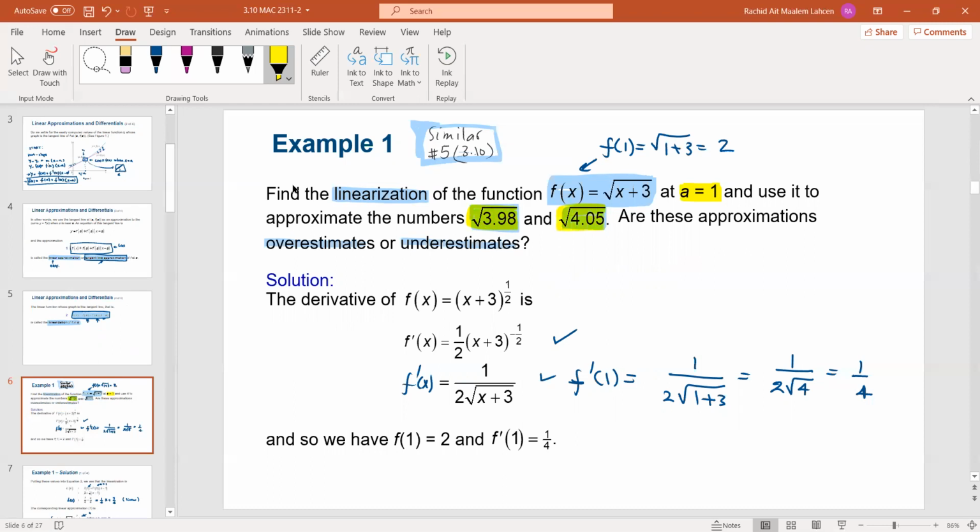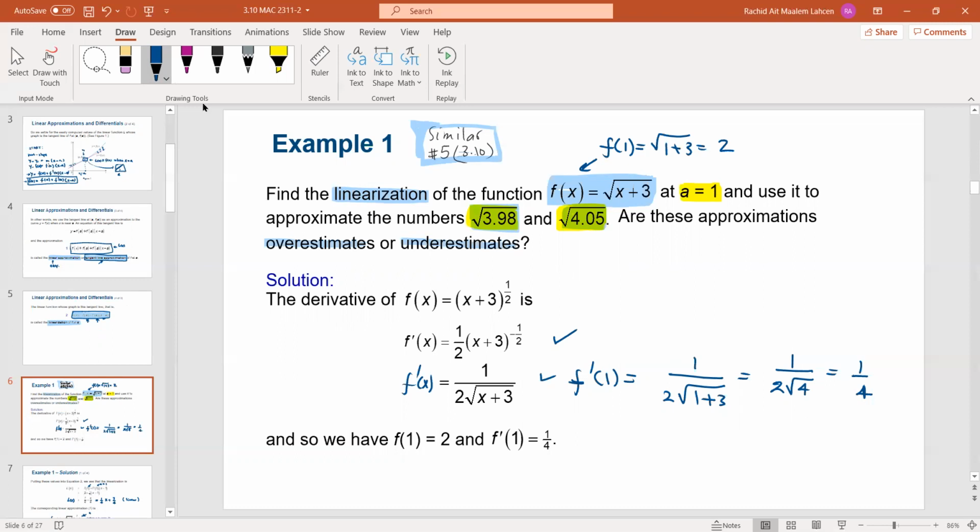We're going to see what's going on here with 4.05 and 3.98. Are these approximations overestimates or underestimates? That's what we're interested in as well. If you approximate something, how far off is it, or is it above or below? So from the formula, we need to find the derivative. We use the power rule, and it gives us 1 over 2 square root of x plus 3.